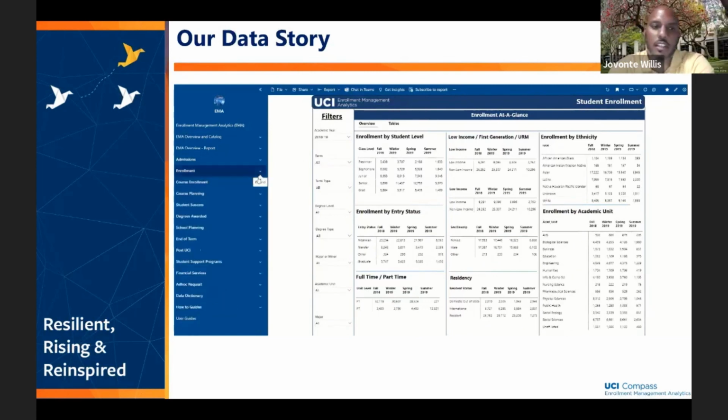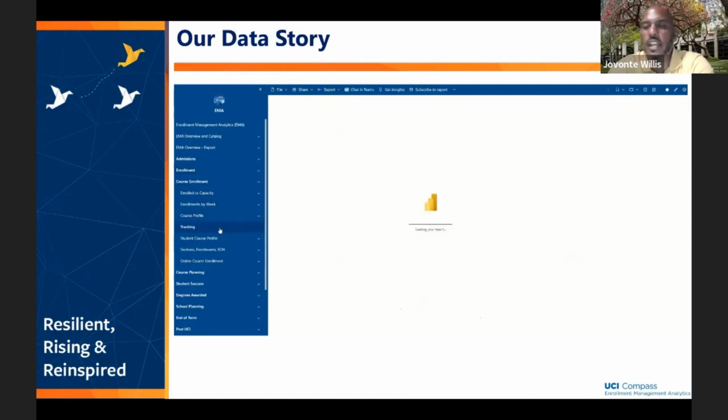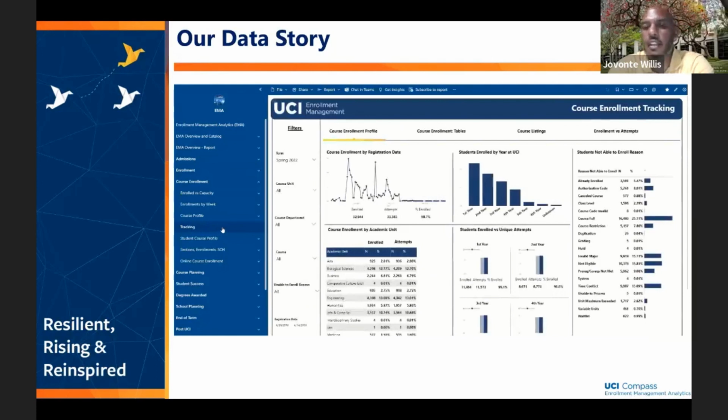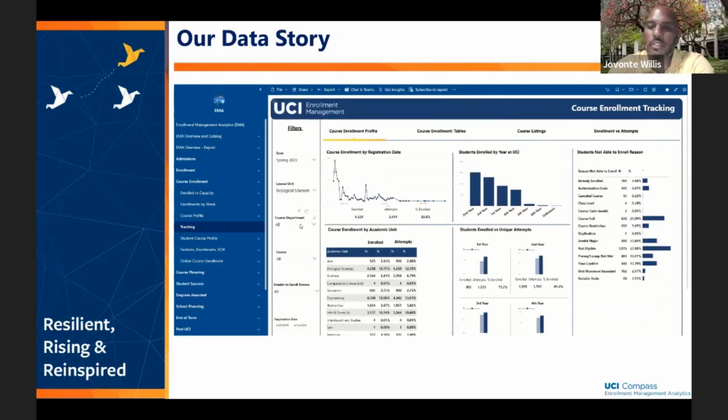Maybe they're trying to schedule courses to see who has enrollment courses, who hasn't. Do they have enough seats? Do they need to add seats? So they can come here during the enrollment cycle and quickly click on the course, click on the department, and get the enrollments for those different courses right at their fingertips.